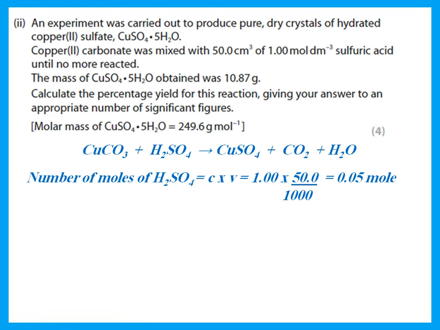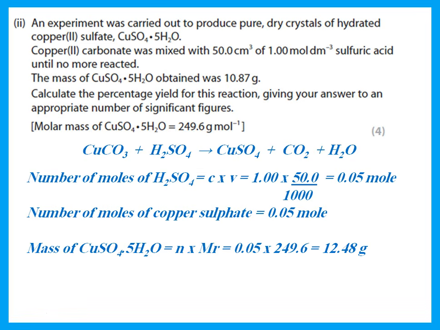Then I look at the equation and I relate the number of moles to the number of moles of copper sulfate. I find that after balancing, the equation is already balanced. The equation has 1 mole of sulfuric acid gives 1 mole of copper sulfate. That means the number of moles of copper sulfate is the same as sulfuric acid. Then I can get the mass. The mass is the number of moles times the MR. And he already gives me the molar mass of the hydrated copper sulfate.